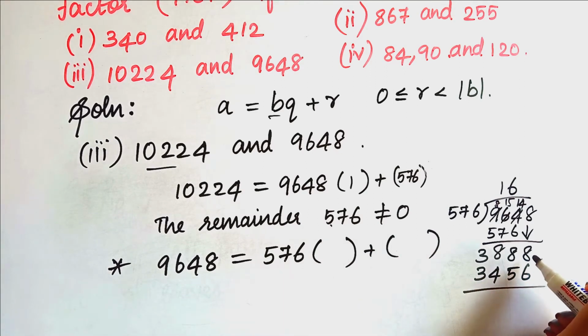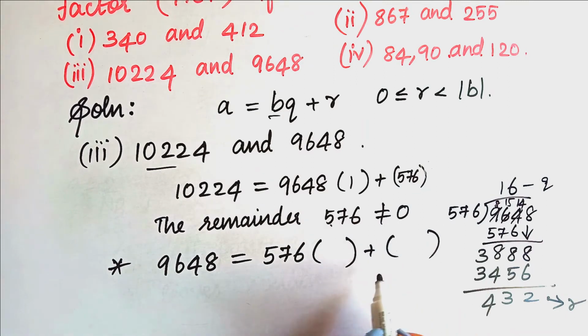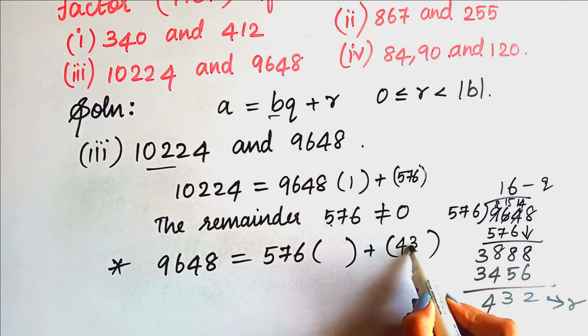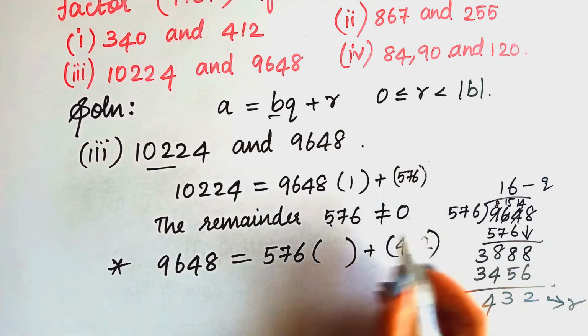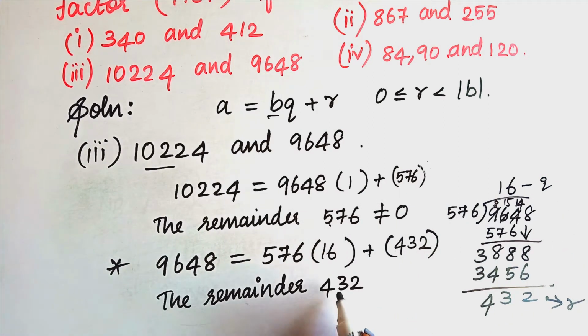And now let's subtract this. 8 minus 6 we'll get 2, and 8 minus 5 it's 3, and 8 minus 4 we'll get an answer 4. So therefore we got an answer 432, which is our remainder, and this is our quotient. Now let's substitute that in the place of remainder. The remainder is 432 and the quotient is 16, and again the remainder 432 is not equal to 0. So therefore you have to substitute another step.